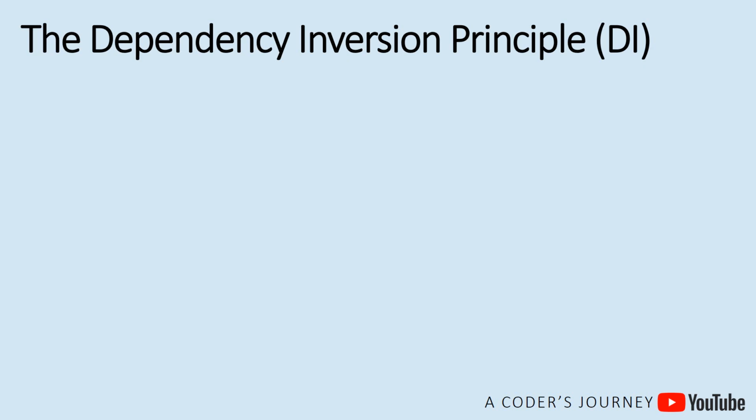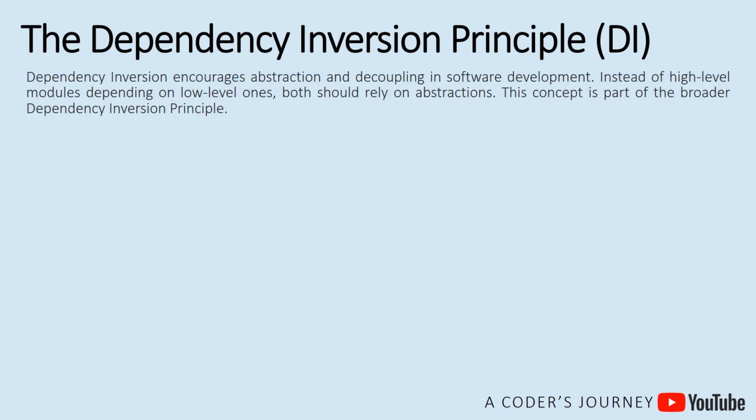We have already talked about single responsibility principle. We have talked about open-closed principle. We have talked about Liskov substitution principle. And here we are going to talk about dependency inversion principle. And I forgot, we have also talked about interface segregation, right? So dependency inversion principle. Let's go on and see what this is all about.